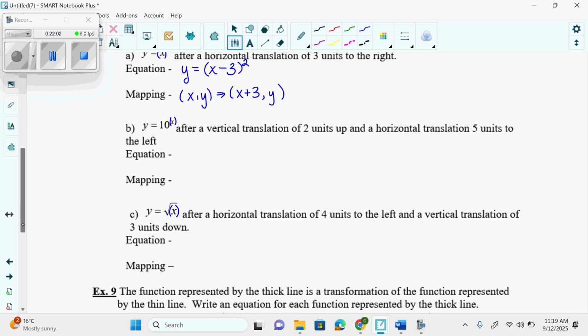If we look at b, b is y equals 10 to the x after a vertical translation 2 up. So I know I'm going to get y equals 10 to the x of some sort plus 2. And then a horizontal translation 5 left. So I'm going to have to go x plus 5. It joins my x. And it's the opposite because I'm going from words to equation. Words to mapping is the same. So if I want to go 5 left, I'm going to go x minus 5. And if I want to go 2 up, I'm going to go y plus 2.